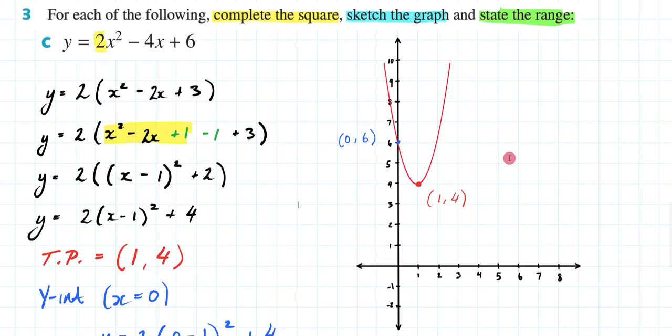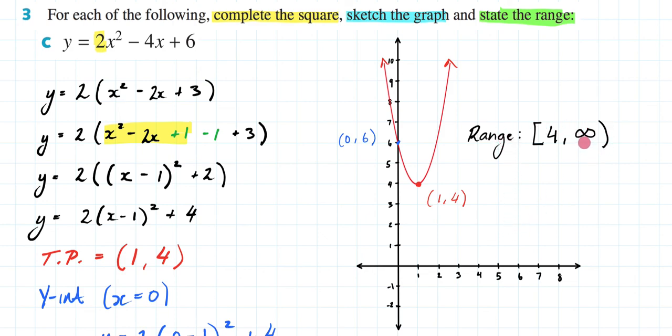Let me do that right here. What will my range be? Well, my range is going to be the set of all the possible y values. My first y value is going to be 4. And as you can see, I'm going up and up and up. And these are going to go on for infinity, which means that my range is going to go up and up and up for infinity. So it's going to be 4 to infinity.